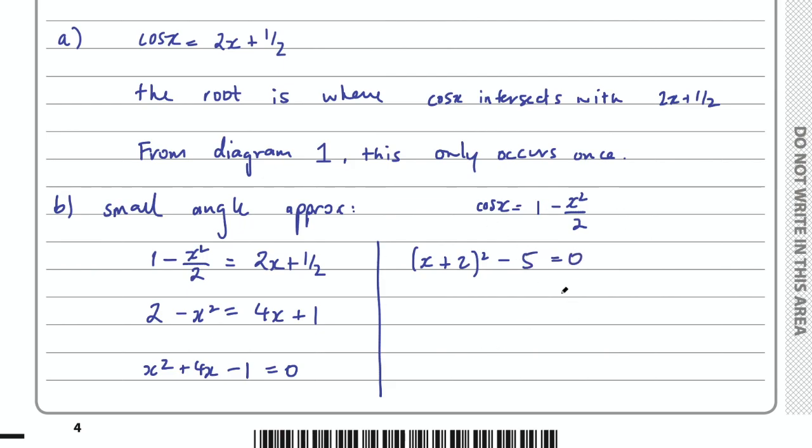And then write this in terms of x, so add 5 to the other side, take the square root, x will be positive or negative square root 5, take 2. So they are my solutions for x there, assuming that we have a small angle. So we have two possible values for alpha here.